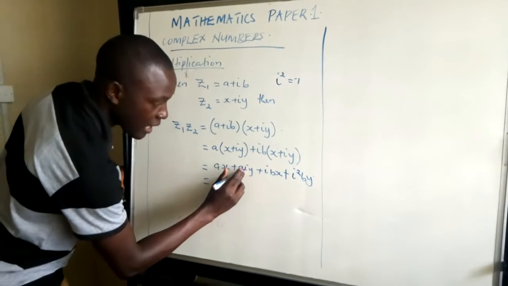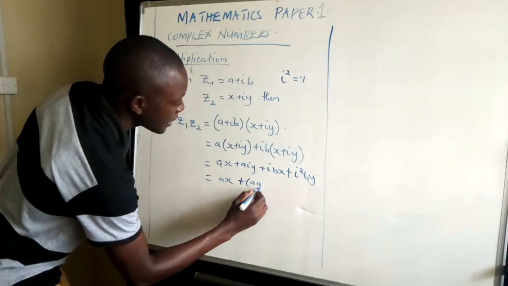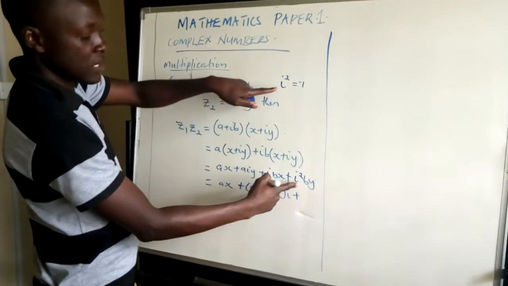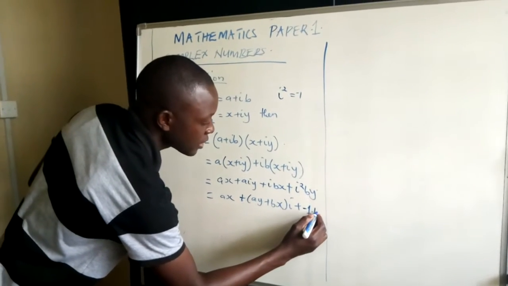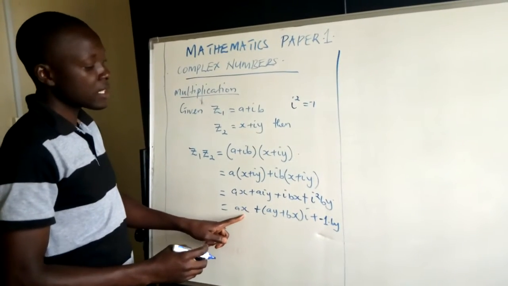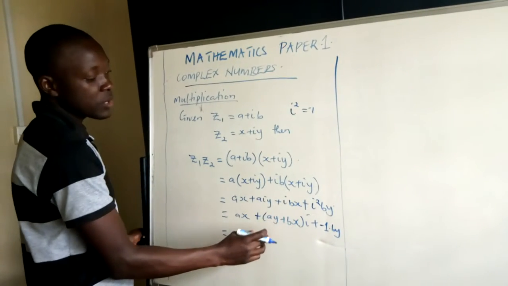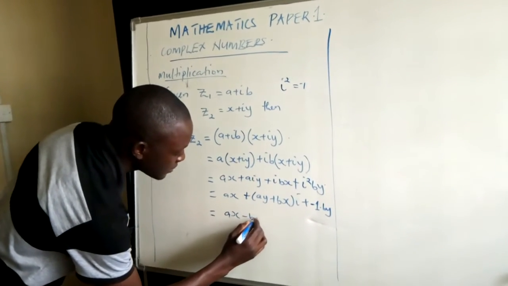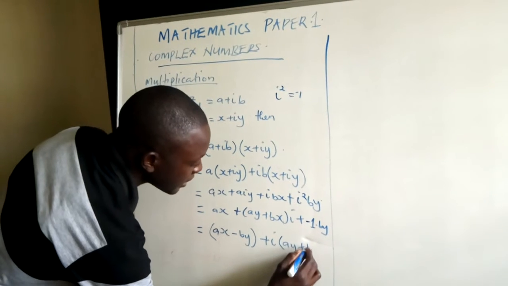This has an i, this also has an i, so we pull out the i and have it as (ay plus bx)i, plus, then this identity comes that whenever we have i squared, it becomes -1 times by. We have two terms that do not have i, that's ax and the last one, only that the last one is now negative, and also these two that we put together that have i. This gives us (ax minus by) plus i(ay plus bx).